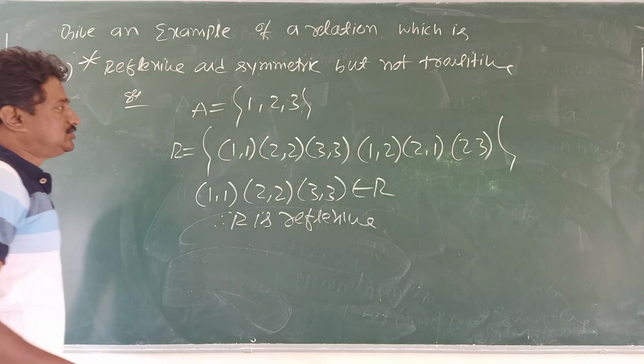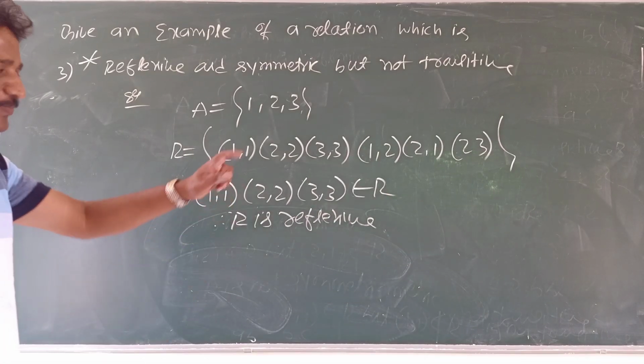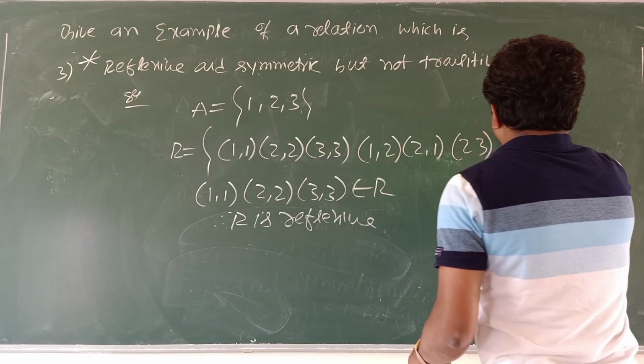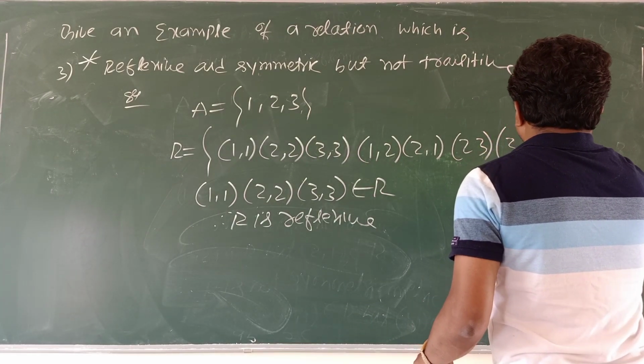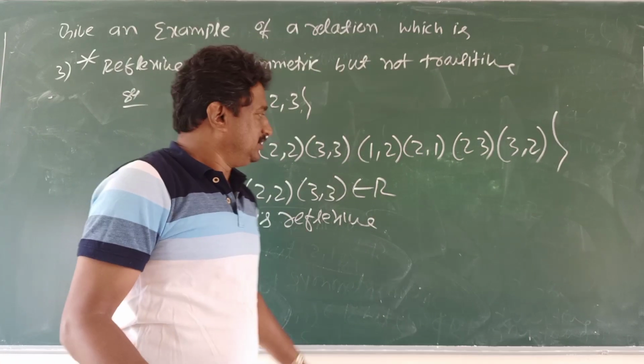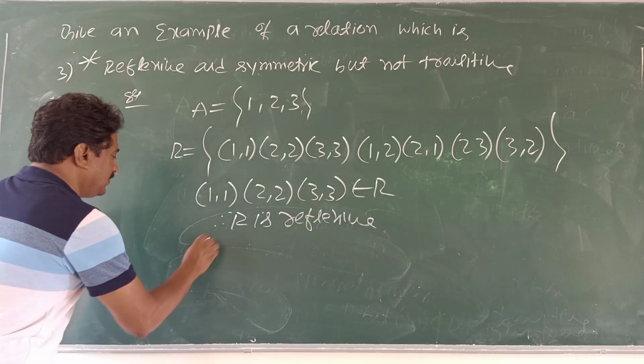R is reflexive, right students? It should become symmetric now. Sorry, I should add (2, 3), (3, 2) also. You had one more ordered pair. Now it's becoming symmetrical.